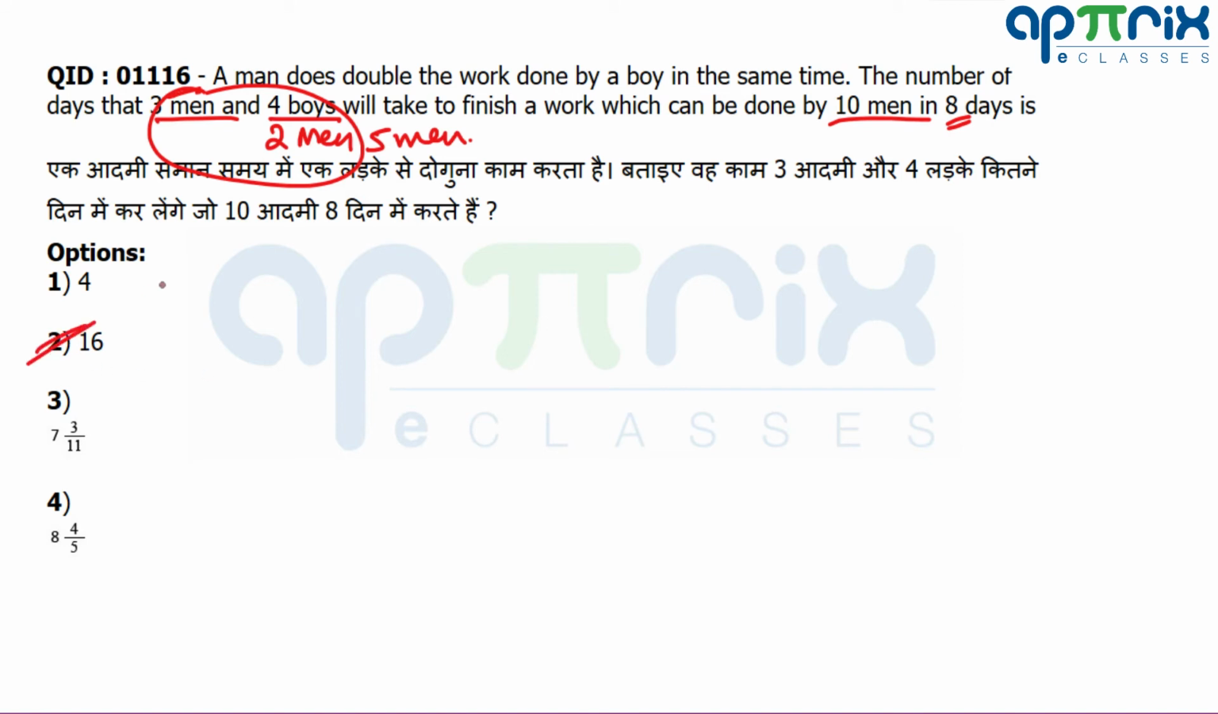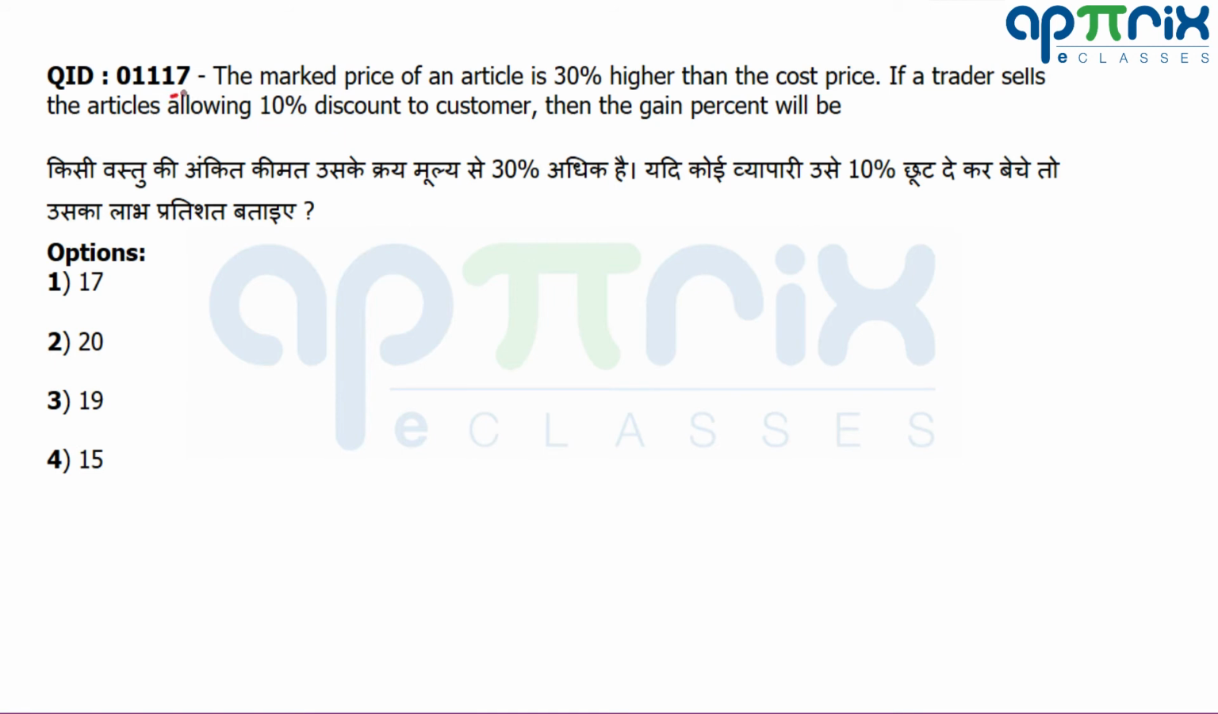You can easily mark. Question number 17 says the marked price of an article is 30% higher than the cost price. And if a trader is selling the article at 10% discount to the customer, then what is the gain percent? Now it's a very easy question. Okay, you just start with 100, you just mark it up by 30% above cost price, you'll get 130.